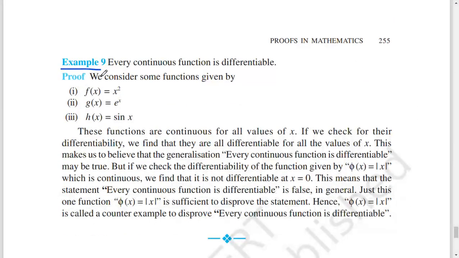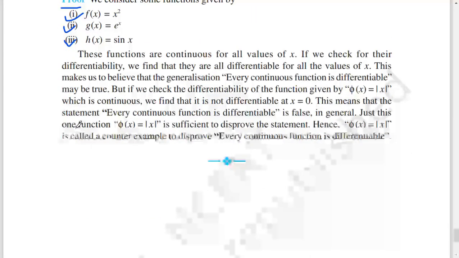Example 9. Every continuous function is differentiable. Proof. We consider some functions given by f(x) = x squared, g(x) = e to the power x, and h(x) = sin x. These functions are continuous for all values of x. If we check their differentiability, we find that they are all differentiable for all values of x. This makes us believe that the generalization, every continuous function is differentiable, may be true.